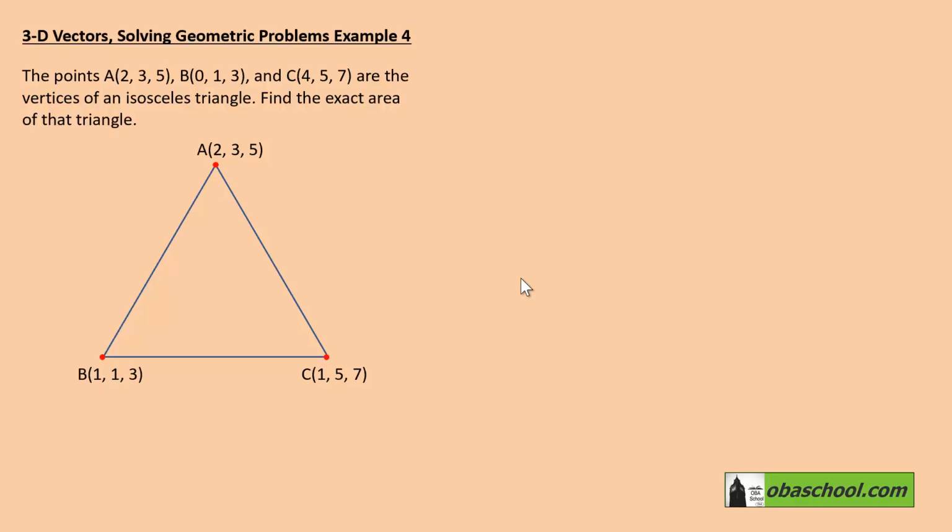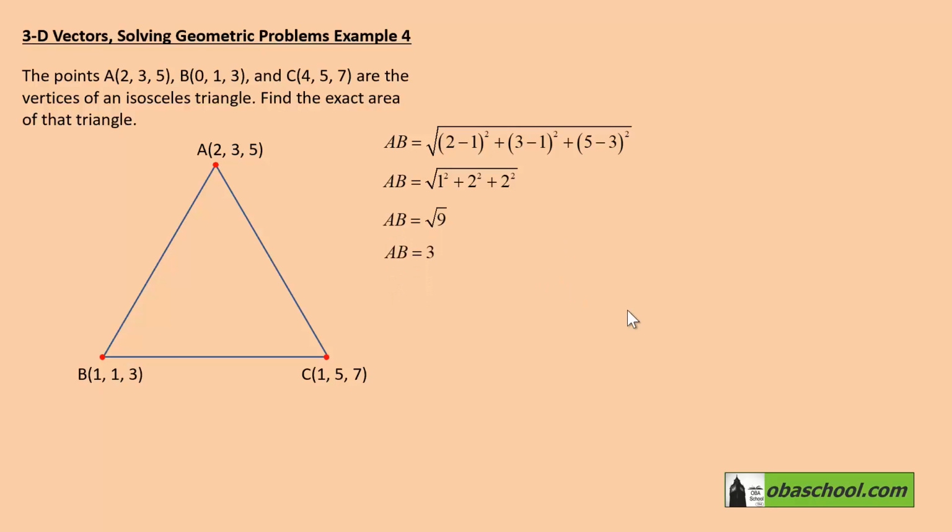We need to know which two lengths are the same so that we can see which is going to be the base and the height of the triangle. So I'm going to start by working out the length AB. The distance formula just extends to 3D, so we get 2 take away 1 squared, 3 take away 1 squared, and for the z coordinates, 5 take away 3 squared, which is 1 squared plus 2 squared plus 2 squared, so we've got the square root of 9, which is 3.